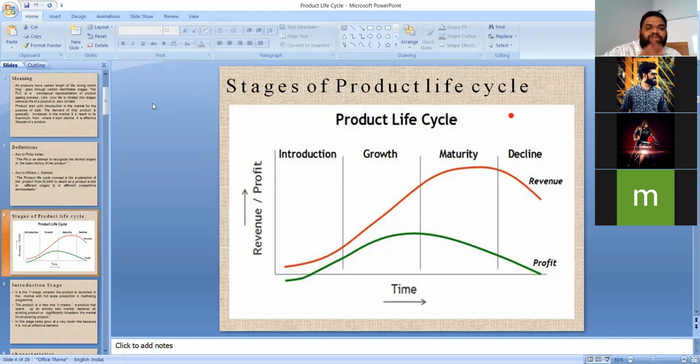If you see, along with the time, the revenue is increasing. The revenue is high at maturity. Revenue is very high at maturity, but the profits are very high at the growth stage as well as the maturity stage. So these are the two things. Let us study one by one.